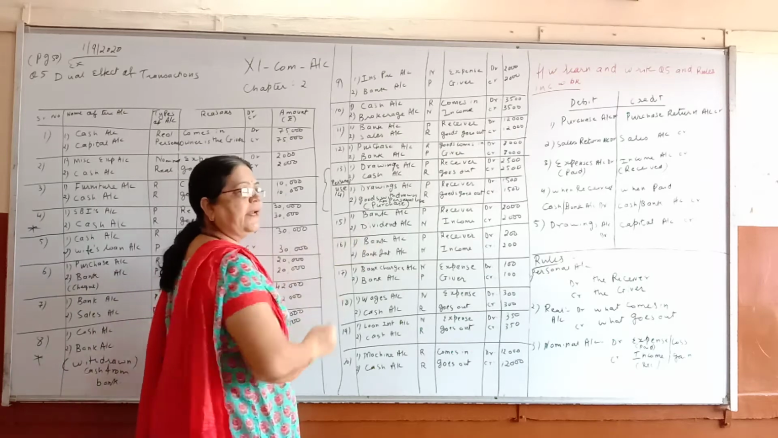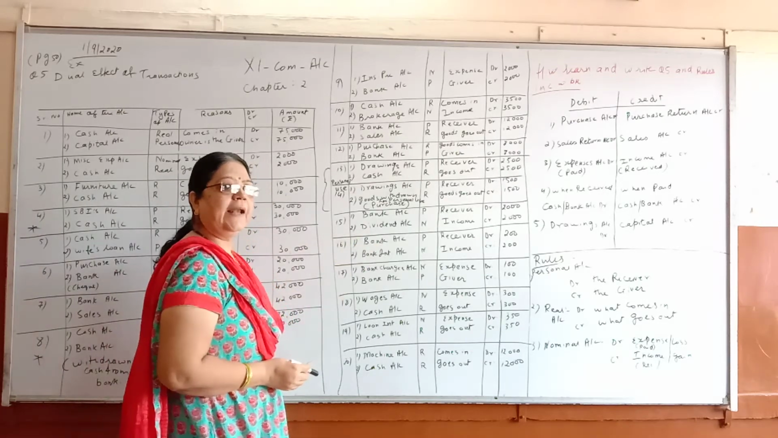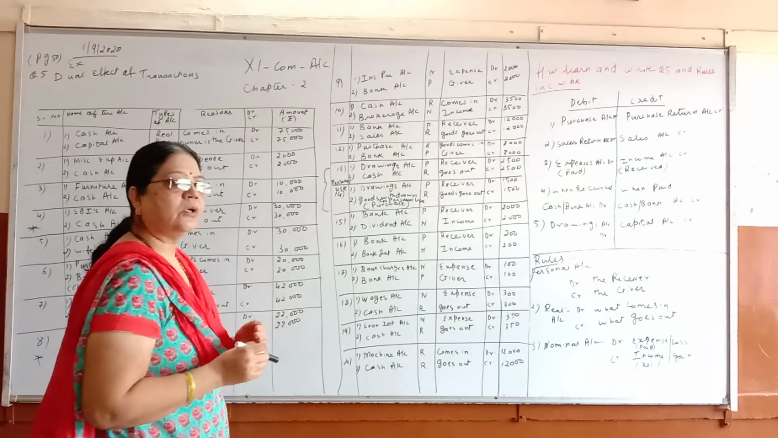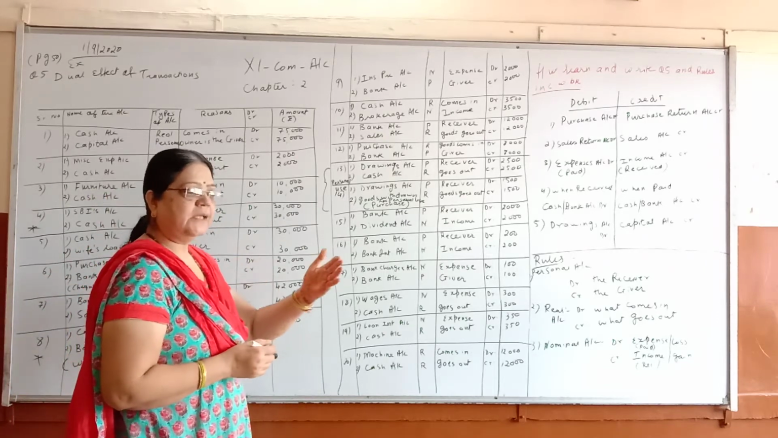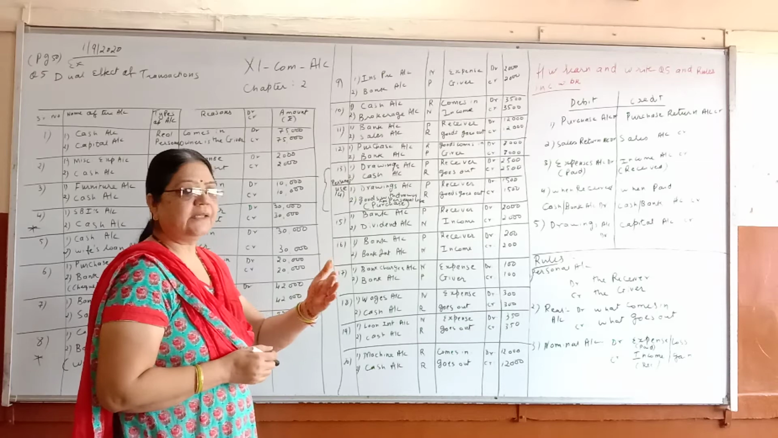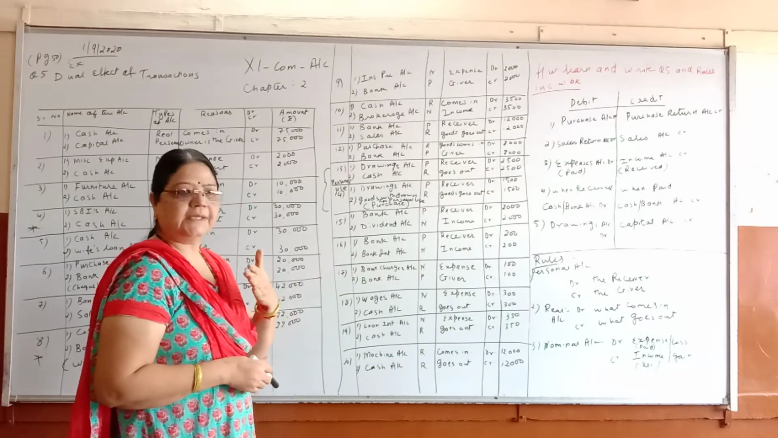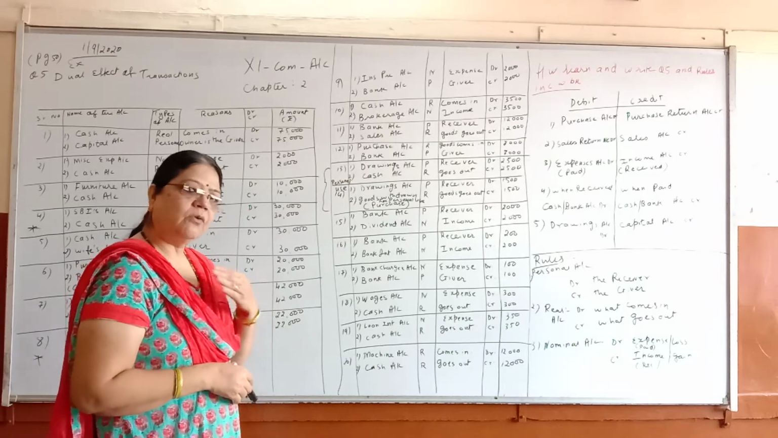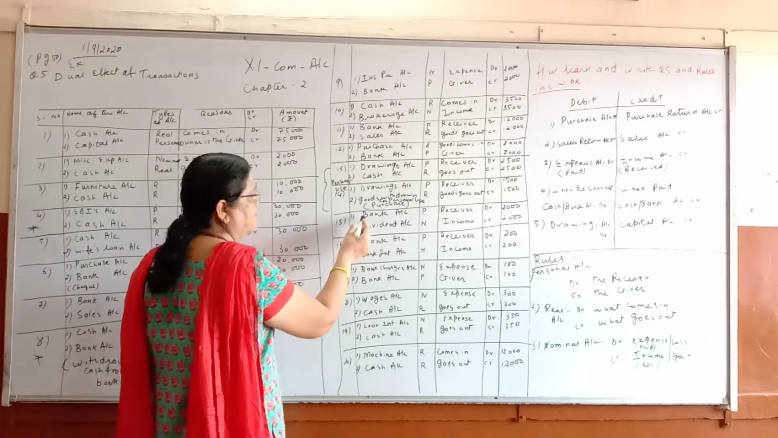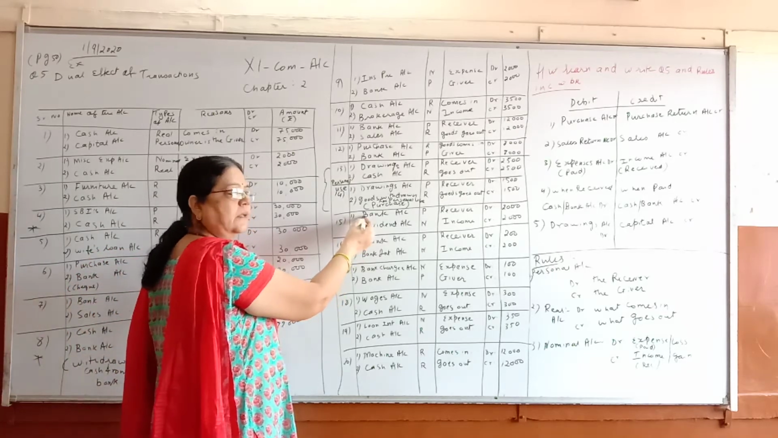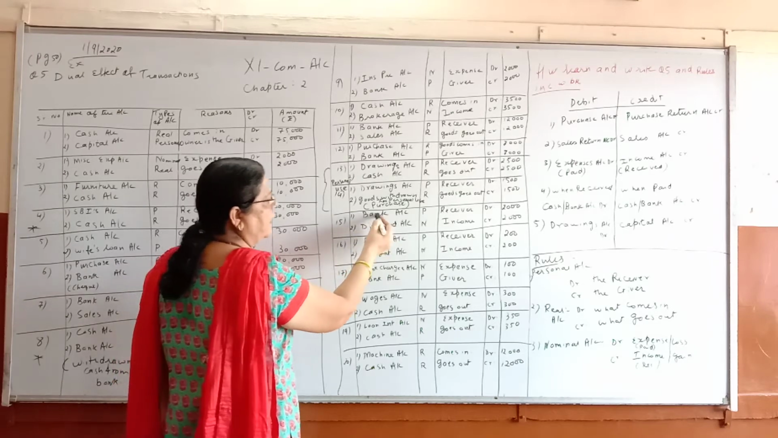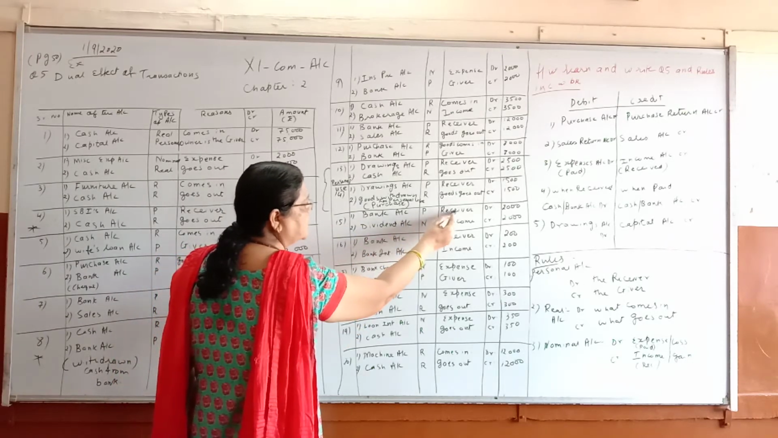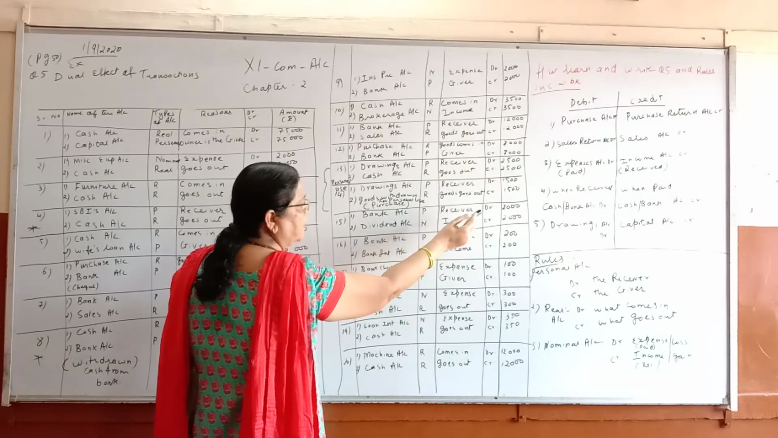Here, receive dividend by check. So receive dividend means the word receive is used, so it is our income and cash is coming in. But here the cash is in the form of check. So what will you write instead of cash? Bank. And dividend. Bank account personal, dividend nominal, receiver, income, debit, credit.